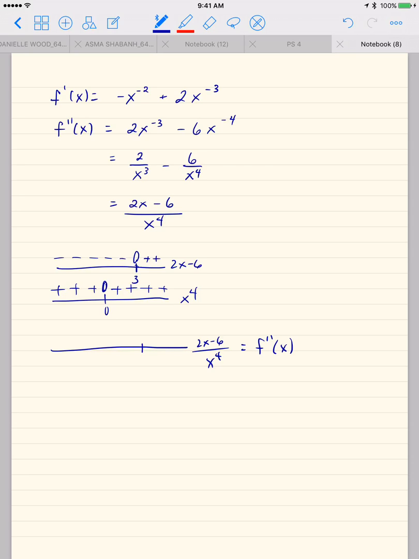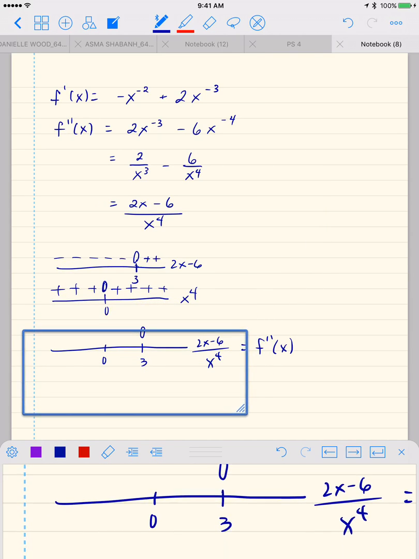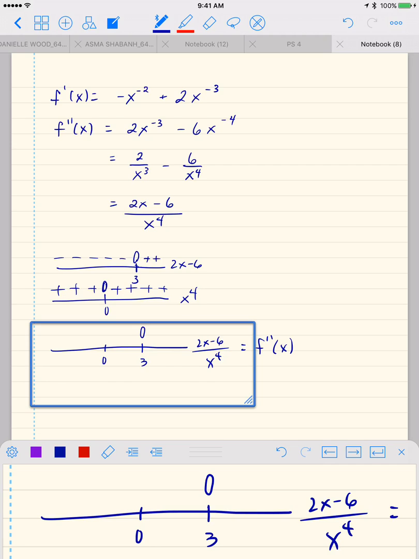And now combining it, I know I've got special stuff happening at 0 and 3. When x equals 3, f double prime is equal to 0. And when x is equal to 0, f double prime is undefined, right? Because you can't divide by 0. Now, to the right of 3, it'll be positive. To the left of 0, it'll be negative. And in between 0 and 3, it will be negative.